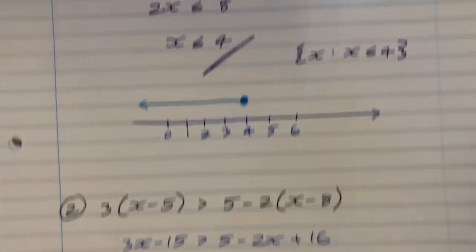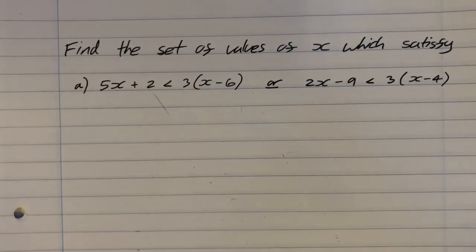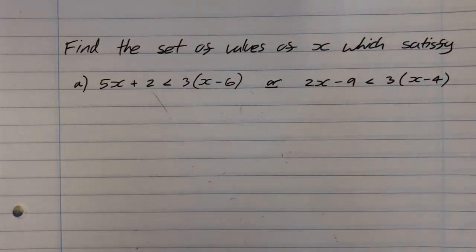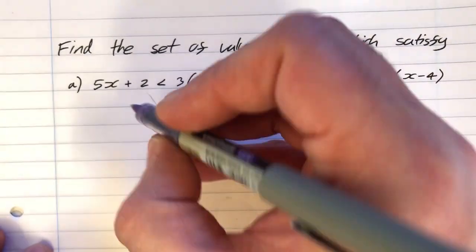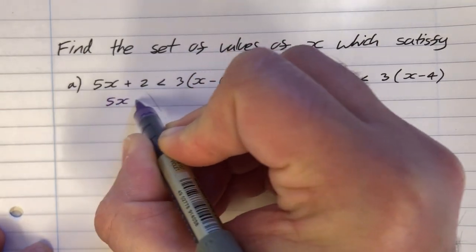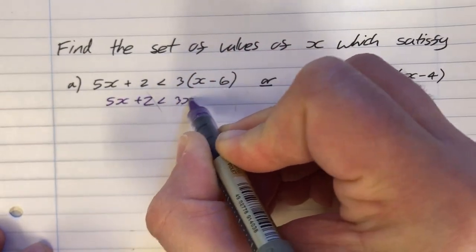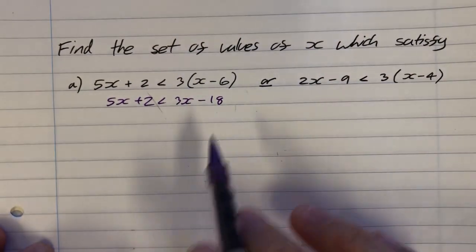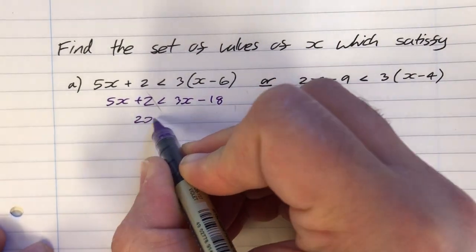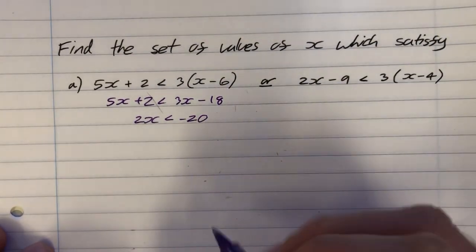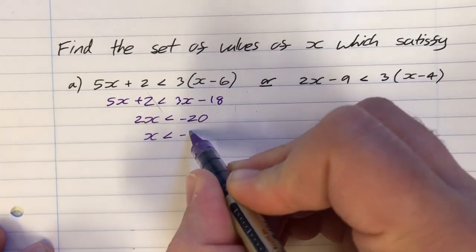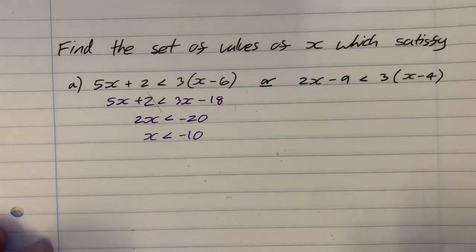Okay, some harder ones then. Find the set of values of x which satisfy this or this. So this is where we start to come into having two inequalities at play. Let's just solve each one separately, and then let's have a look at the number line to see what that looks like. So it's going to be 5x plus 2 is less than 3x minus 18. Subtract 3x from both sides, that's going to be 2x. And subtract 2 from both sides is less than minus 20. And then divide by 2. x is less than minus 10.